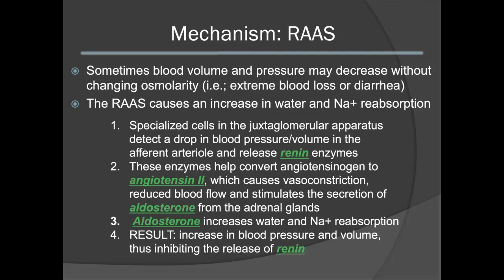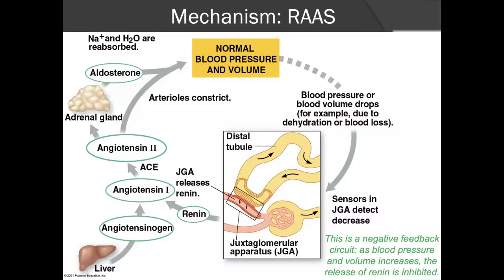These are small glands that reside on top of each kidney. When aldosterone is released, it will increase water and sodium reabsorption. As a result, there will be an increase in blood pressure and volume. This would then inhibit the release of renin, shutting down this system. This diagram represents the mechanisms involved in RAS.